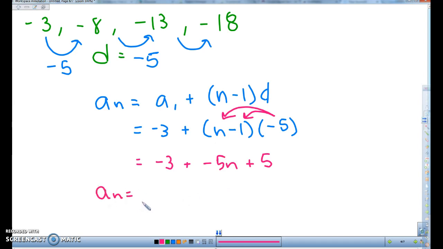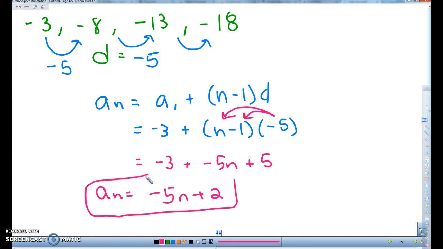Go ahead and tell me what the a sub n term would be in terms of n. Good. If I combine like terms, I will get negative 5n plus 2. Okay, and then from there, whatever they tell me n equals, I can find really easily.